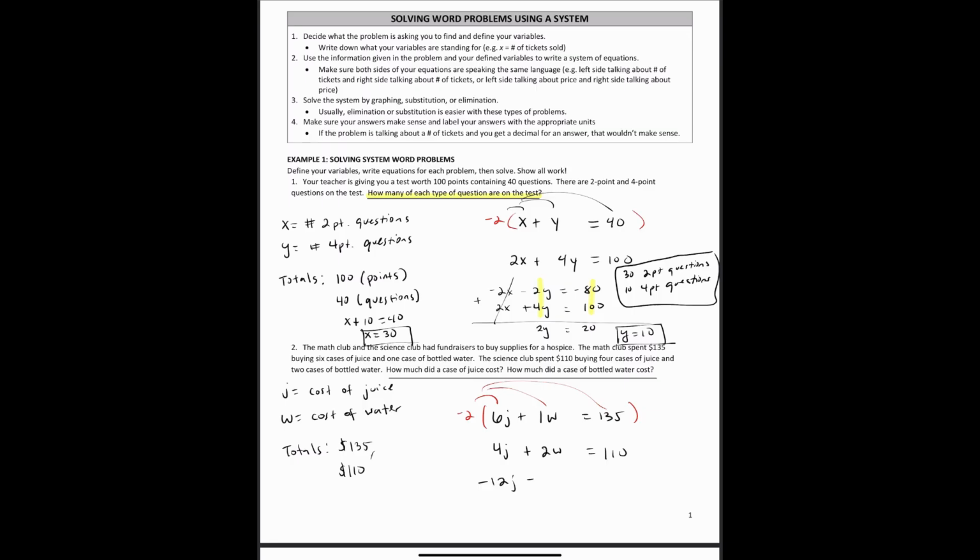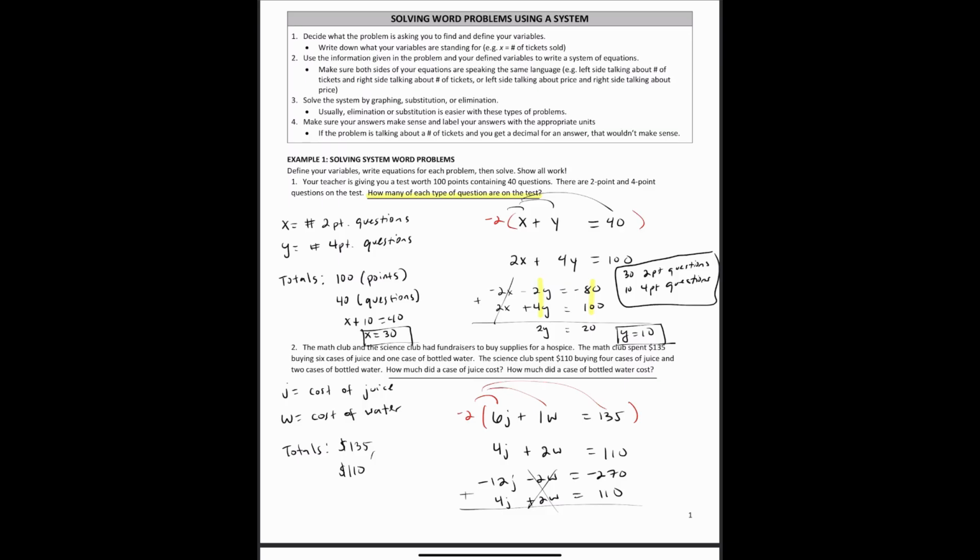Negative 2 times 1w is negative 2w, and negative 2 times 135 should be negative 270. And I'm going to go ahead and rewrite the second equation. So 4j plus 2w equals 110. I can see we can cancel out our w's. And now I'm going to go ahead and add vertically.